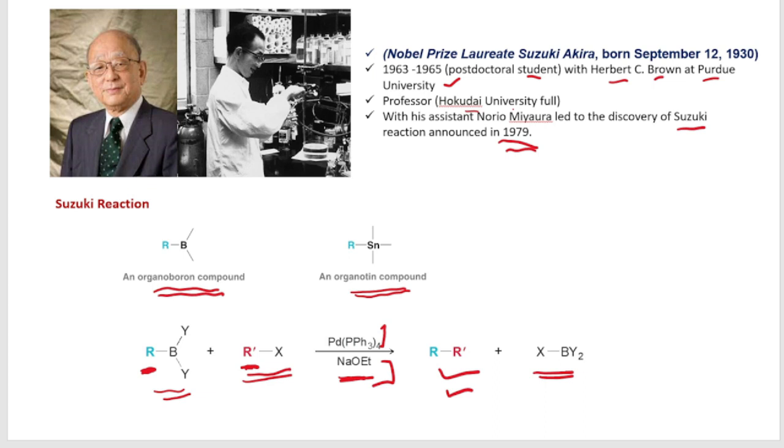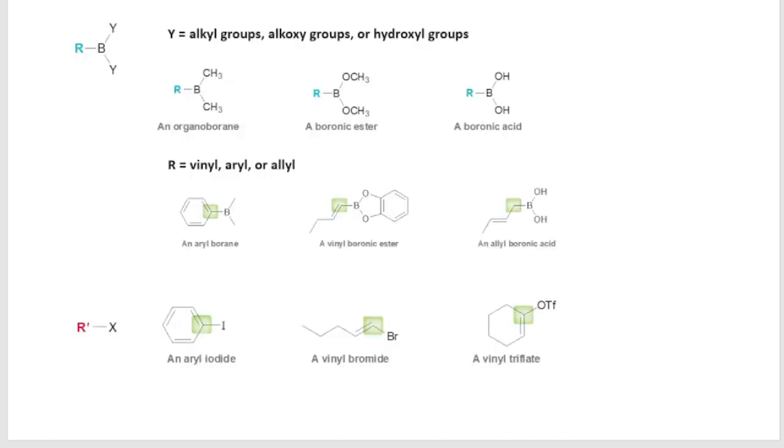So next we will move to what is organoborane, or what types of organoboranes are available in the market. Your Y group, if it is alkyl, is known by the name organoborane. If it is alkoxy, like methoxy, you will call it boronic ester. If there is a hydroxy group, you will call it boronic acid.